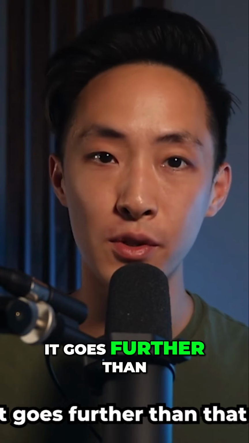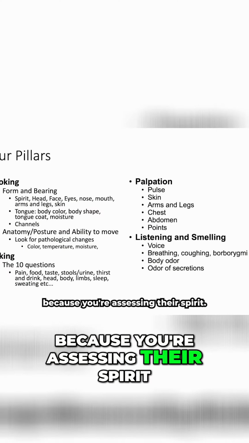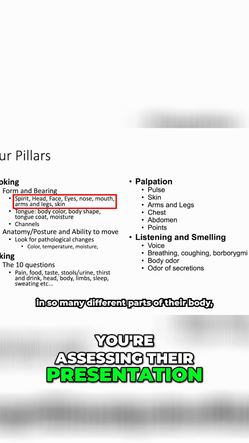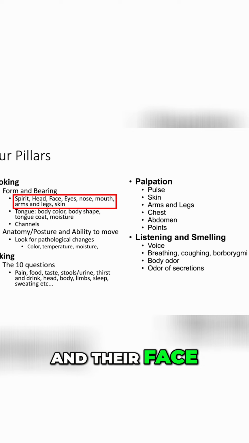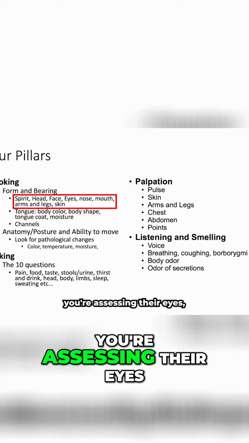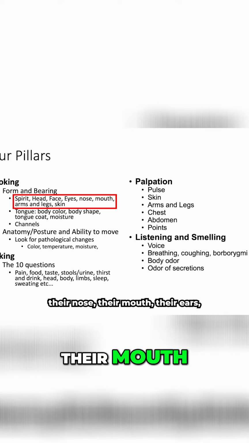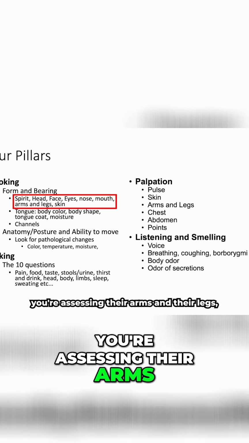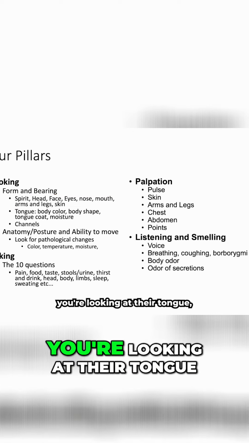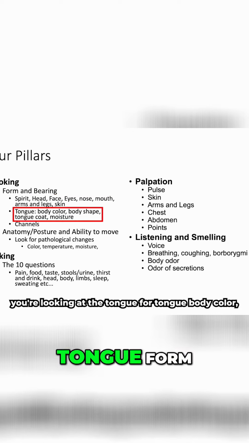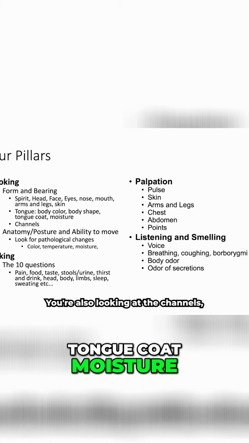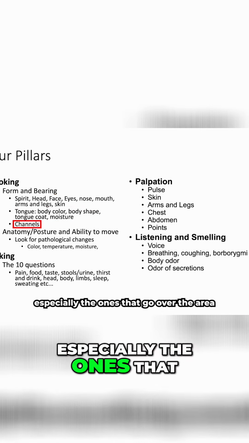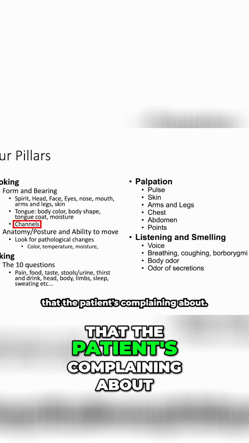Now, it goes further than that though, because you're assessing their spirit. You're assessing their presentation in so many different parts of their body. You're assessing their complexion in their face. You're assessing their head, their eyes, their nose, their mouth, their ears. You're assessing their arms and their legs. You're assessing their skin. You're looking at their tongue, for tongue body color, tongue body shape, tongue coat, moisture. You're also looking at the channels, especially the ones that go over the area that the patient's complaining about.